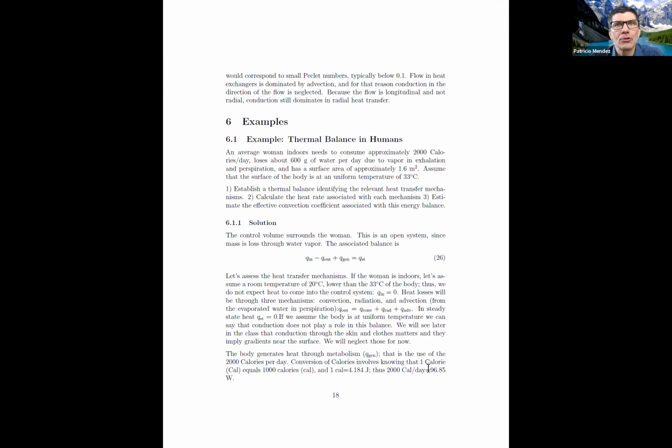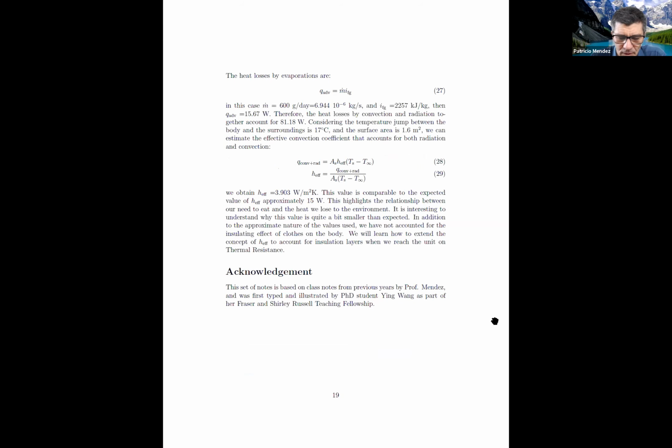So that is the Q generated. If I compare the Q generated with the heat by convection and evaporation, the heat by evaporation, we have seen in our example of boiling pasta, we have a mass flow, right? And this mass flow is 600 grams per day. And we know the enthalpy of the vapor coming out. We did this example before.